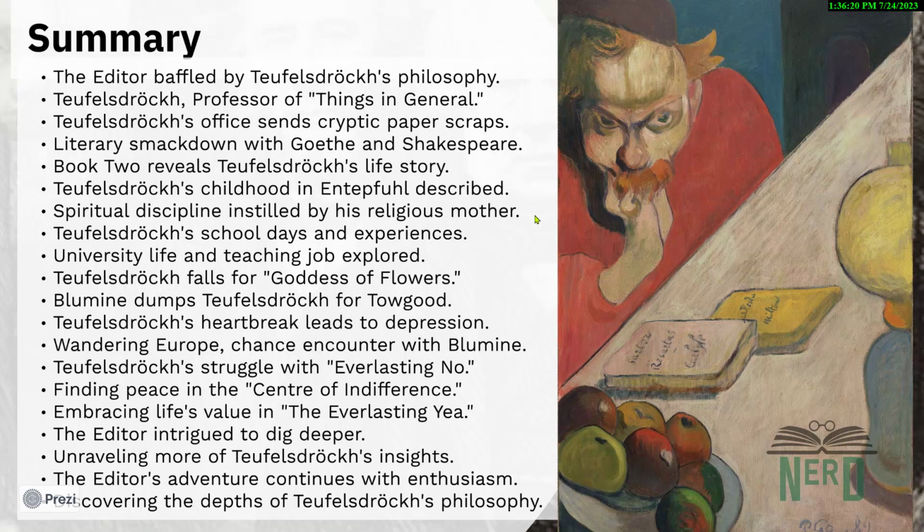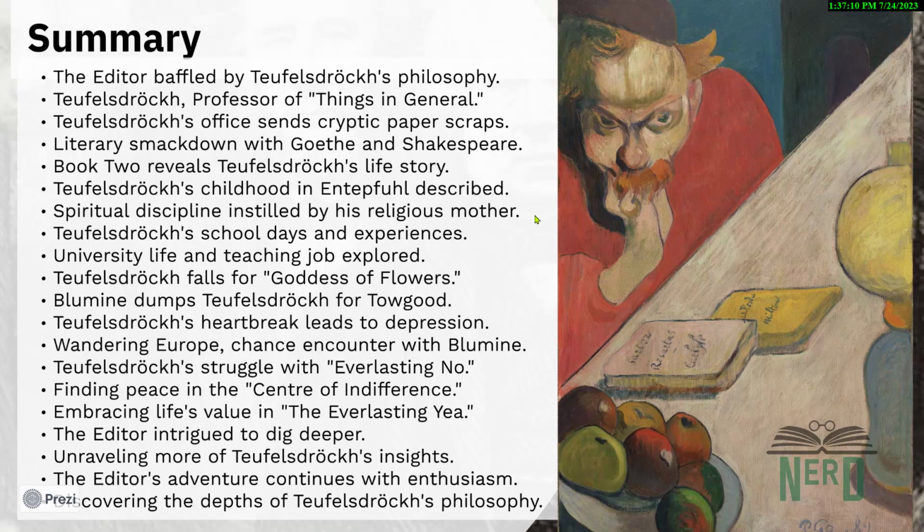So Teufelsdrockh goes to school and he's smart, but he gets bullied too. Mixed bag. He's grateful for his education, but he's not too happy about how they treat people and politics. The university is not much better, but he scores a teaching gig and gets in with the fancy German nobles. Then comes the interesting part. Now Teufelsdrockh meets this woman called Blumine, whom he calls a goddess of flowers. And it's just like, oh, she's probably using a fake name. Anyway, Teufelsdrockh falls for her hard, but she dumps him for some British dude named Towgood. Oh, what a heartbreak, right?